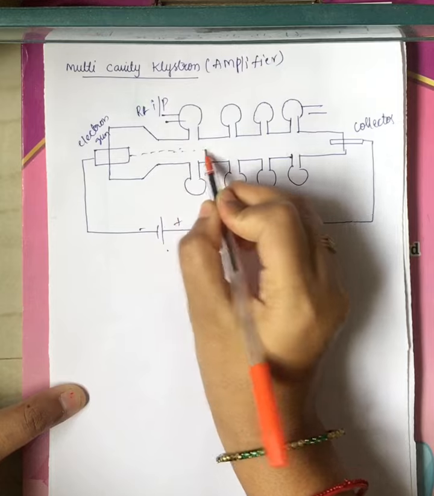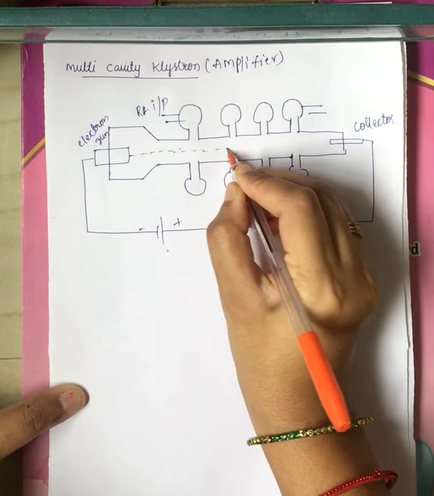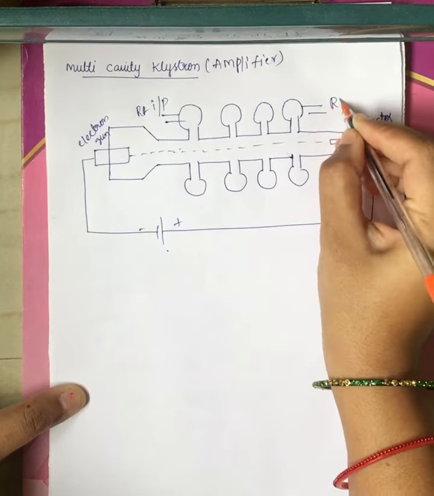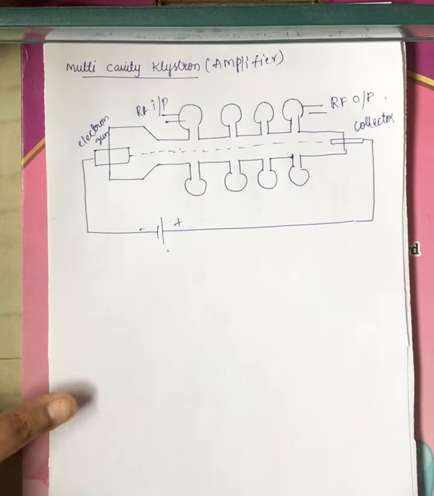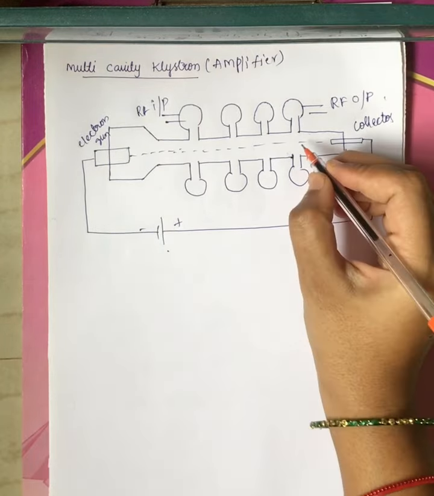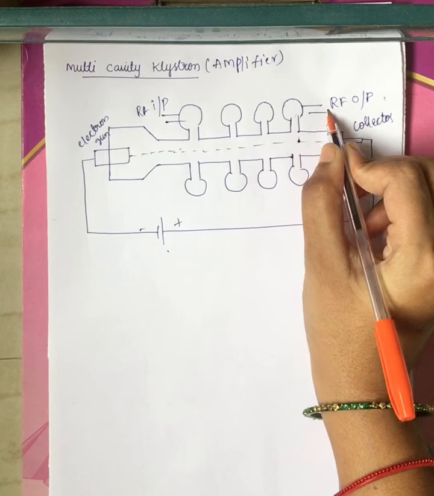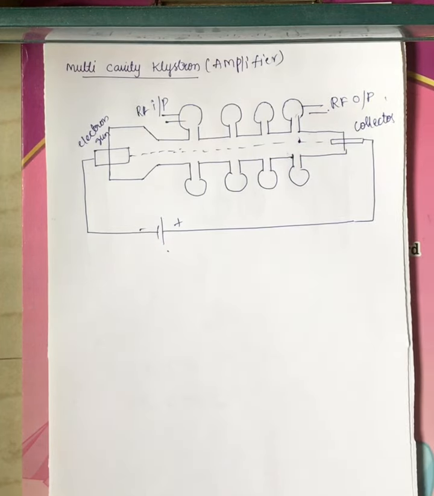Now this is your RF output, right? The electron beam will form a bunch and be collected as output at your RF output, which results in amplification of the signal. Now why are we going for multi-cavity?